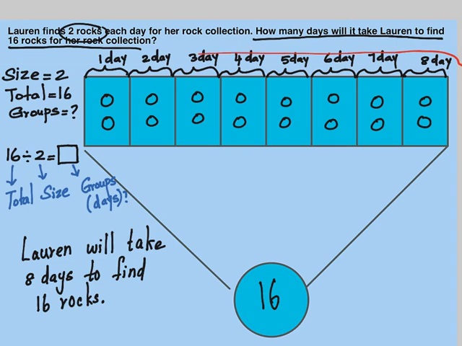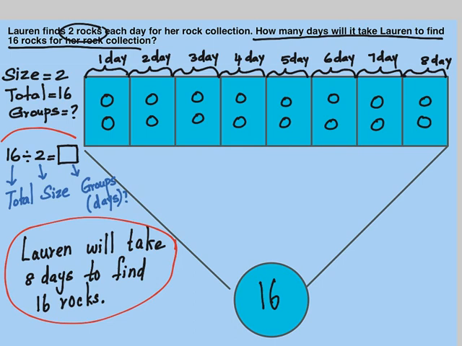So for this question we have drawn the tape diagram. That is the tape diagram, and we have written the division number sentence, and this is the statement.